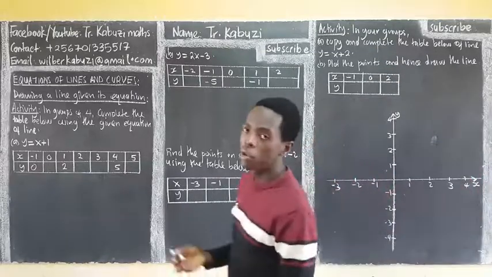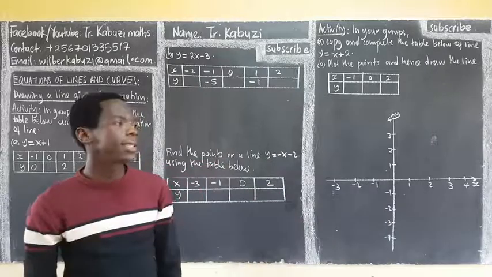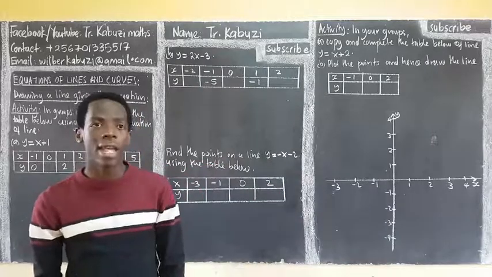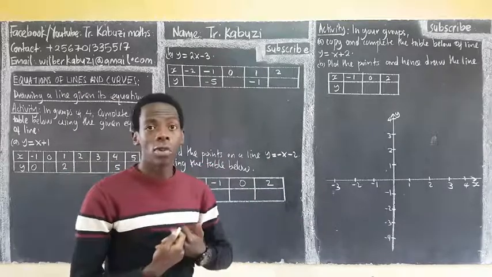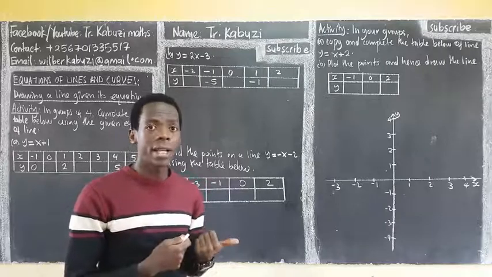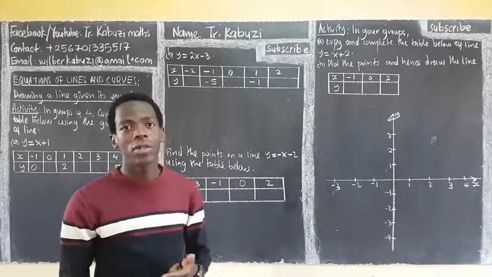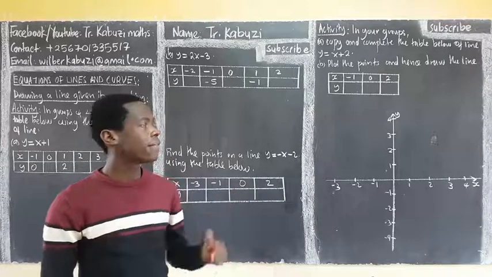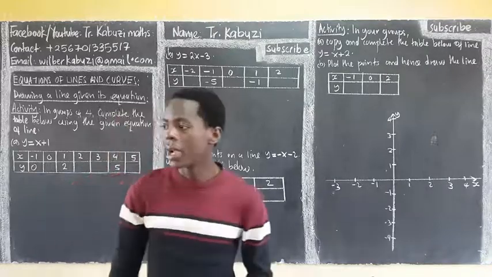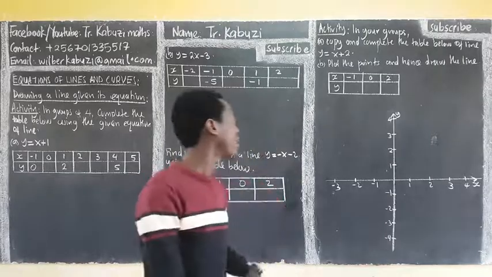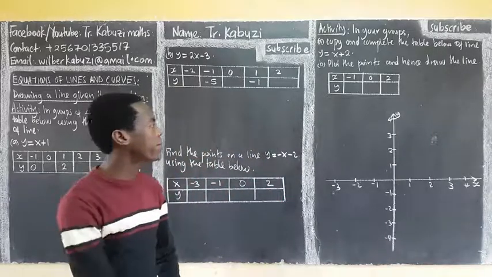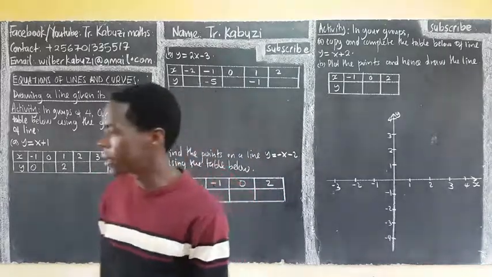So basically here we are going to see how we use points to draw a line. Now here, it's up to you to generate those points. In the previous lesson, we saw it when they were giving you the points. Now it's up to you to generate those points, and then draw a line. So you can start, you have 20 minutes to complete the work in your groups.